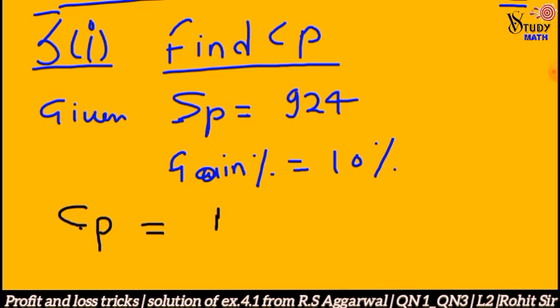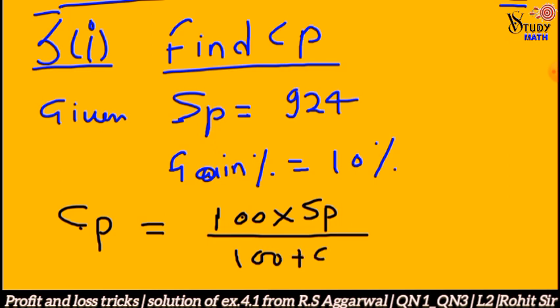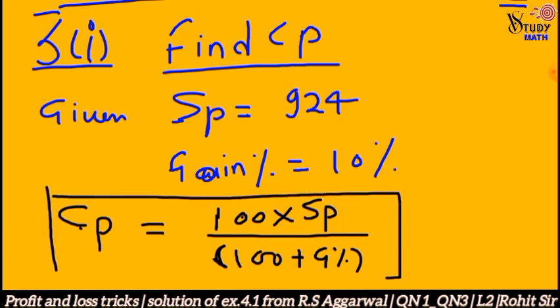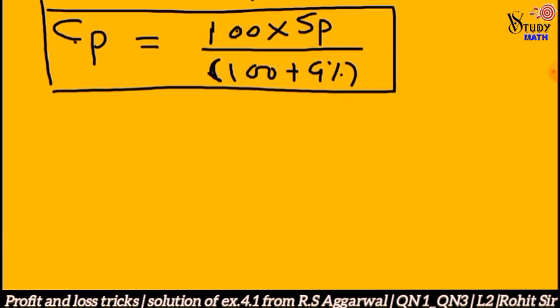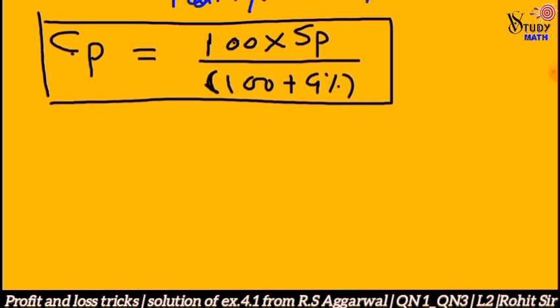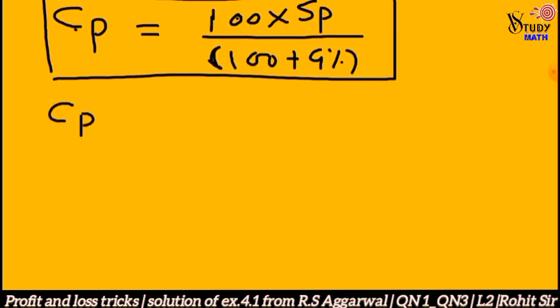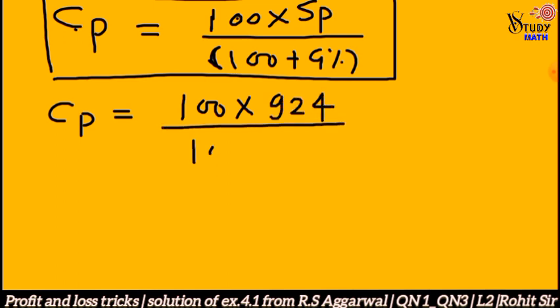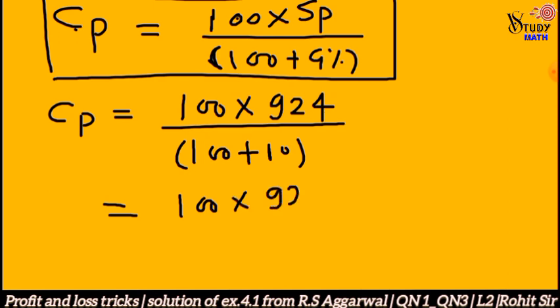100 into SP upon 100 plus gain percent. This is the formula of CP when gain percent is given. Now fill in the values and find the answer. Now CP is equal to 100 into the SP, which is 924, upon 100 plus the profit, which is 10%. So now we have 100 multiply 924 upon 110.